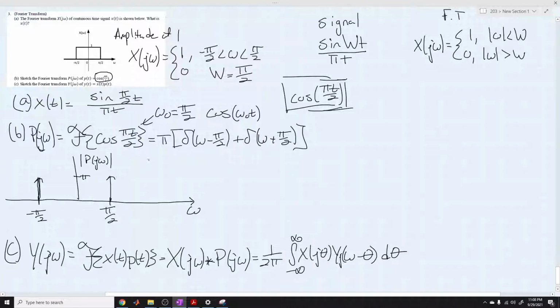But if we just think about this signal, well, we flip it in. So we have a box right here. Let me draw some box. Actually, one second.